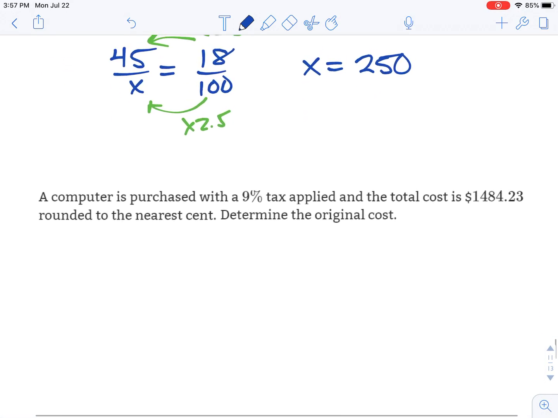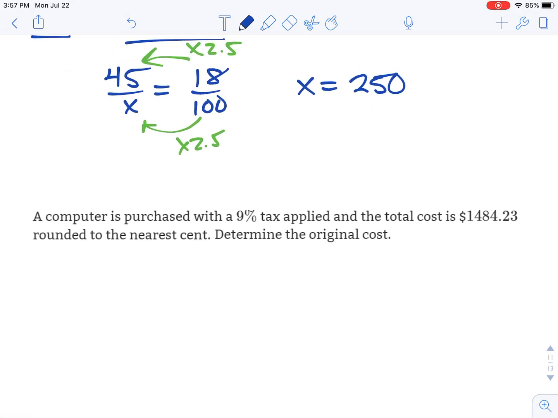For the last one here, a little bit trickier. So we're given the percent and the total cost, and we need to figure out what the original cost was. So it's a little bit tricky because the total cost is actually bigger than the whole thing, which sounds a little strange, but it'll make sense in a second. So the 1,484.23, that's actually the part. We don't have the whole thing, so we don't have the original.